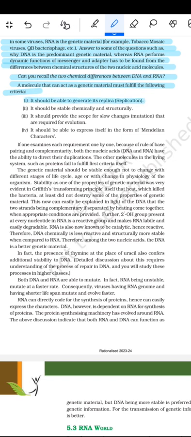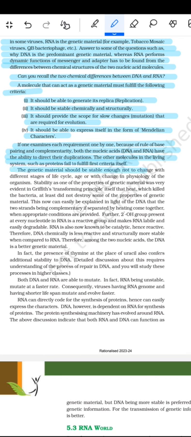First, it should be able to generate its replication. It should be stable chemically and structurally. It should provide the scope for the slow changes, mutations, that are required for evolution. And it should be able to express itself in the form of Mendelian characters. If one examines each requirement one by one, because of the rules of base pairing and complementarity, both the nucleic acids, DNA and RNA, have the ability to direct their duplication. The other molecules in the living system, such as proteins, fail to fulfill even the first criterion.